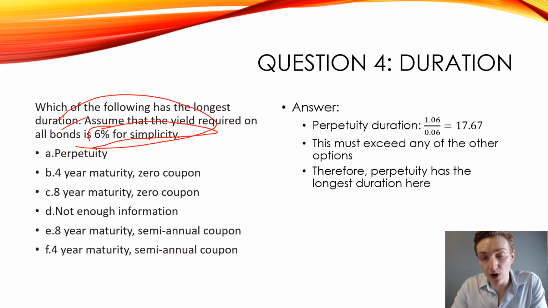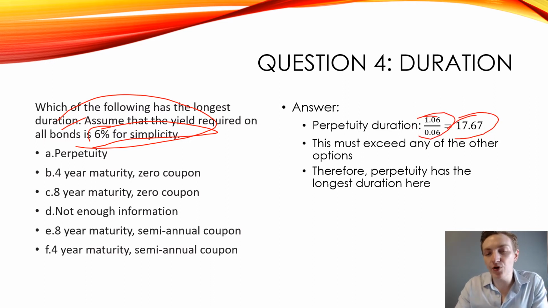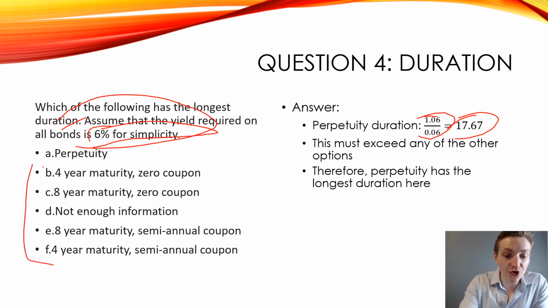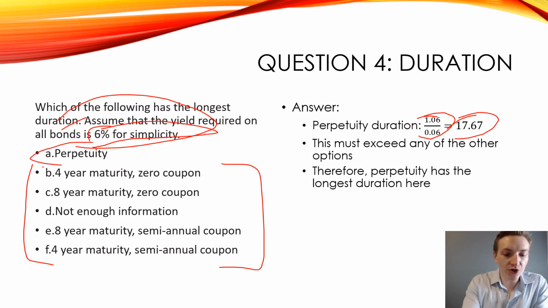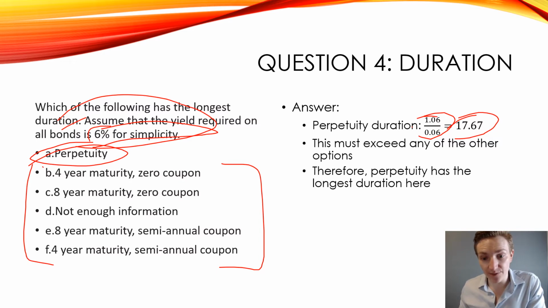Duration for the perpetuity is (1 plus y) over y, so 1.06 divided by 0.06 equals 17.67 years here. Now what you will notice here is 17.67 exceeds the maturity date of each of these other bonds. So we've got bonds that have 4 years to maturity and 8 years to maturity, both of which are lower than 17.67. Therefore, tautologically, the perpetuity has the longest duration of any of our options here. Hence the correct answer is the perpetuity in this particular case.